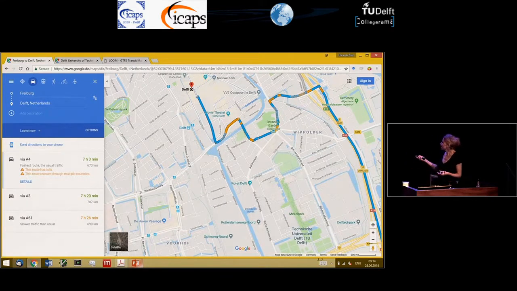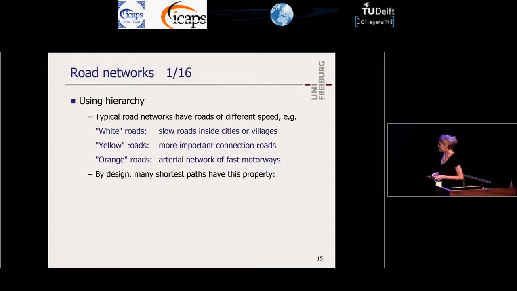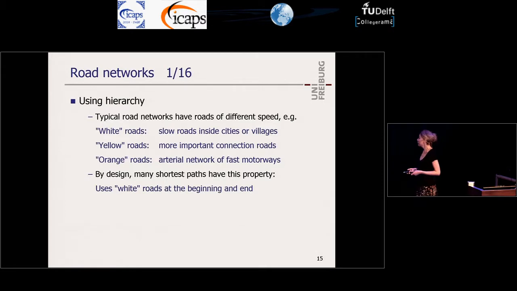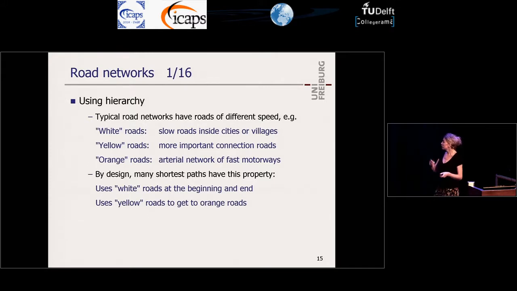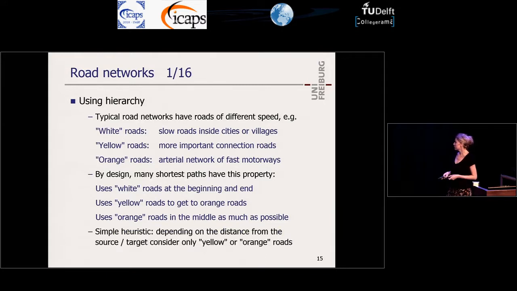Yeah, I mean, that's just how road networks are structured, and not only road networks. So, yeah, and it's usually dense. Yeah, the motorway network, you should have one always in proximity. Otherwise, it's not a good motorway network. So by design, many shortest paths will have this property. You go from source to target, you start and end at white roads, you have some yellow roads to get to the orange roads, and then orange roads in the middle as much as possible.